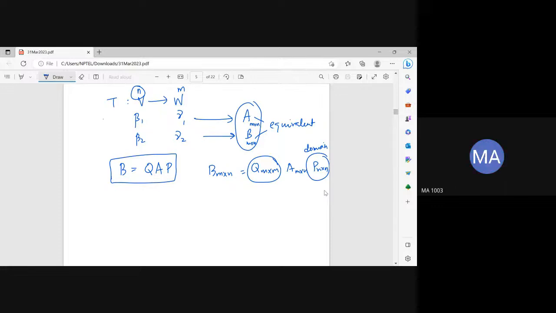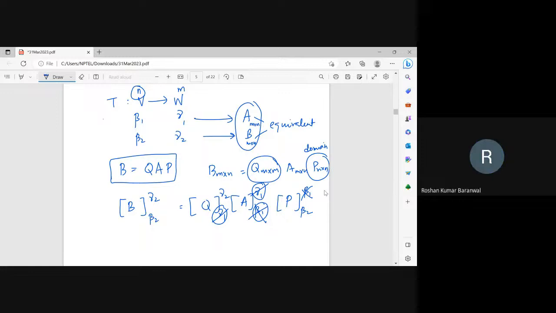How do you get this P and Q? So P is for the domain, right? So you want B, the matrix of T with respect to beta 2 for the domain and gamma 2 for the codomain. And you want Q here. A is the matrix with respect to beta 1 for the domain and gamma 1 for the codomain, and you want T here, right? So if it's beta 1 here, it should be beta 1 here. So this will naturally be beta 2. If it's gamma 1 here, it will be gamma 1 here. So this will be gamma 2. You can remember it that way. So whatever is left, gamma 2 to beta 2.